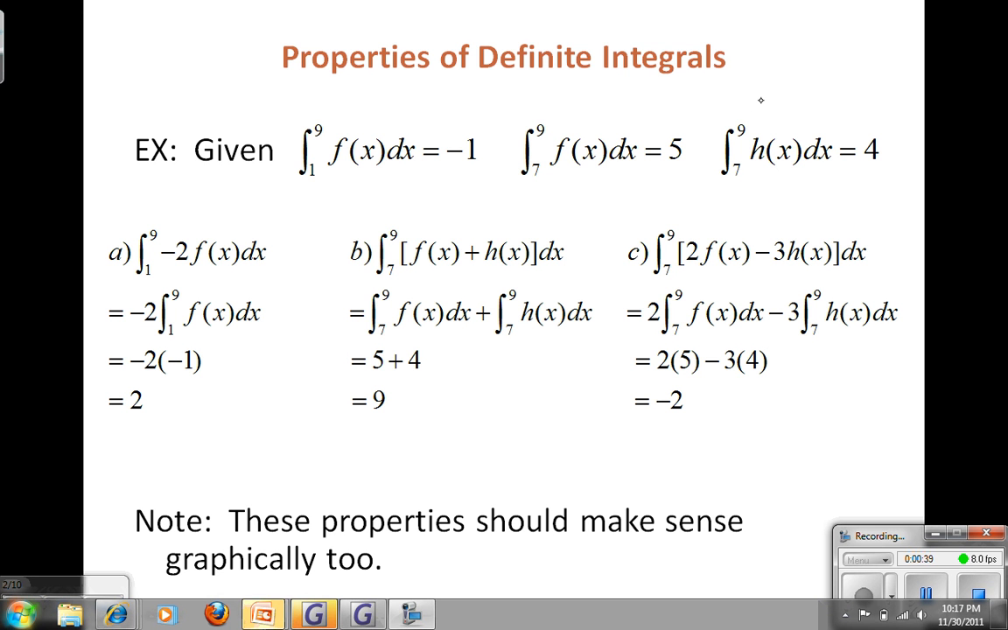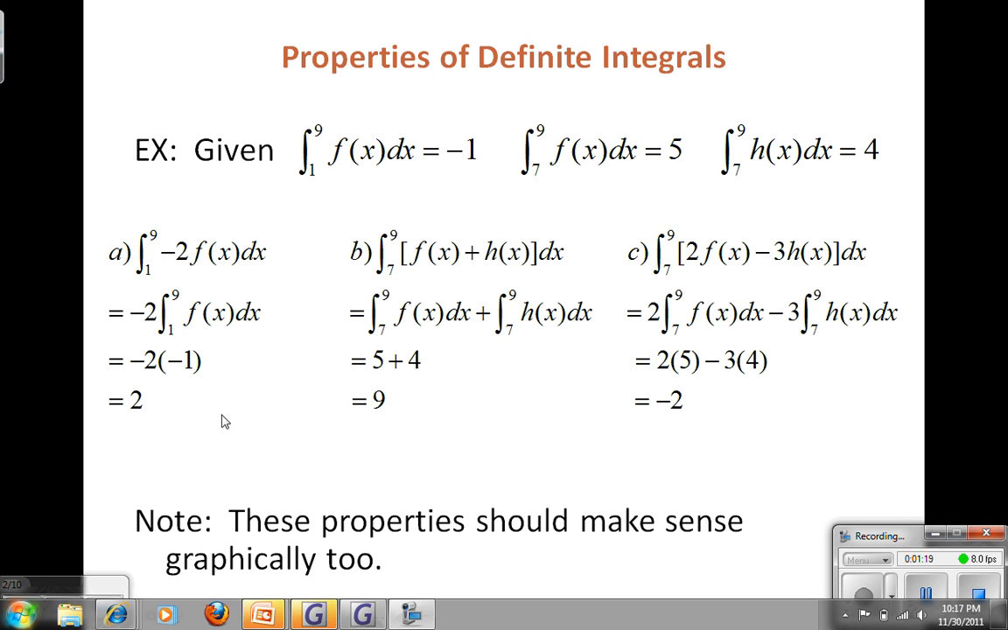So for starters, they give us some properties, and I'll explain them as we go through. So the list of givens: we have the integral from 1 to 9 of f is -1, and from 7 to 9 of f is 5. So this is the same function f on different intervals. These are x values, x from 1 all the way up to 9, and over here x from 7 all the way up to 9. And then they give you a different function h, whose integral from 7 to 9 comes out to 4. So these are our three givens that we use to answer a whole series of questions. There's another slide too.